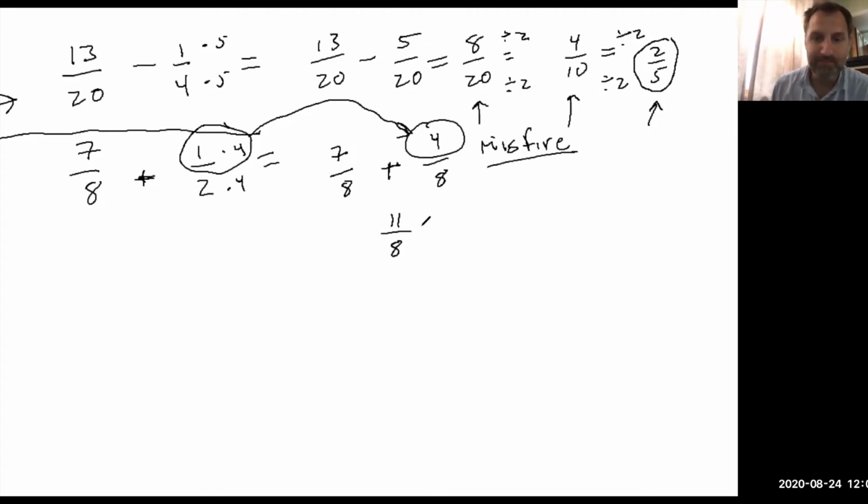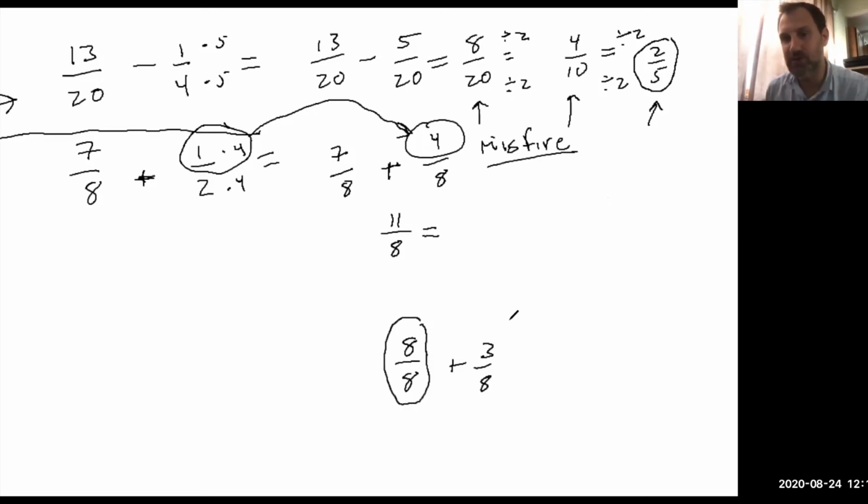Now, just because I saw some mixed numbers in the warm-up quiz, this can be turned into a mixed number because 11/8 is 8/8 and 3 more 8s. Why did I break it into 8 and 3? Because 8/8 is special, right? Once I have 8/8, that means I have a whole. So this is 1 and 3/8.